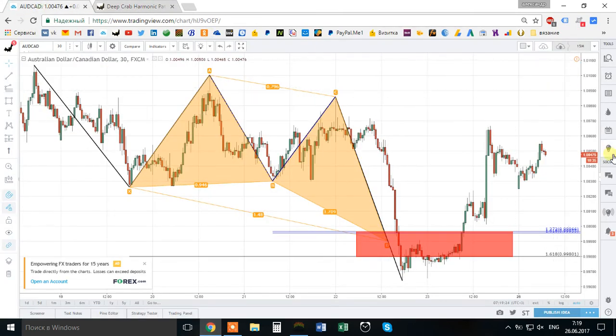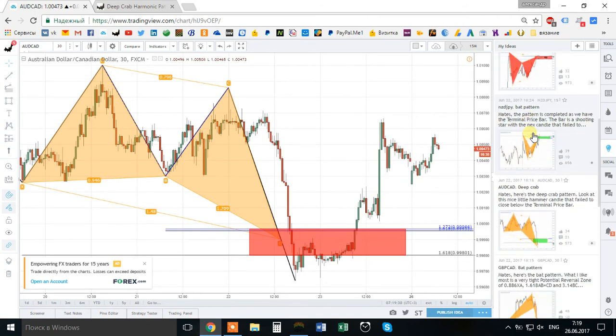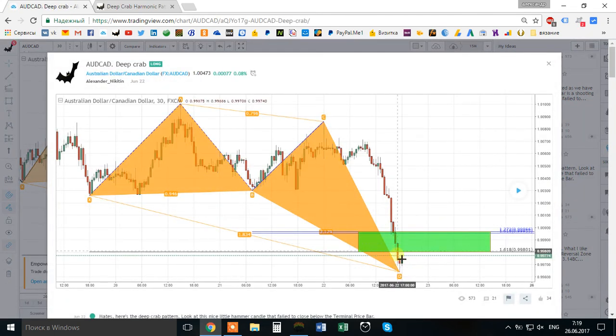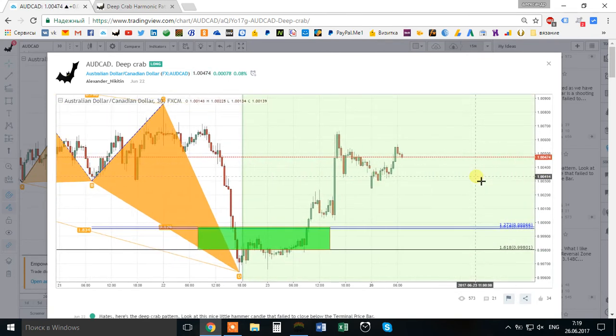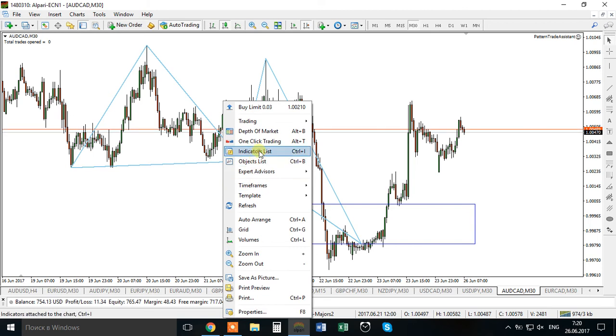Let's go here. What was it? Aussie Canadian Deep Crab. I have posted it, and it was exceeding that potential reversal zone, and look what happened. You don't know the future, but with HPS2 you can do that. So you can switch between the rectangle, the advanced, and the harmonic. What else can you do with HPS2?